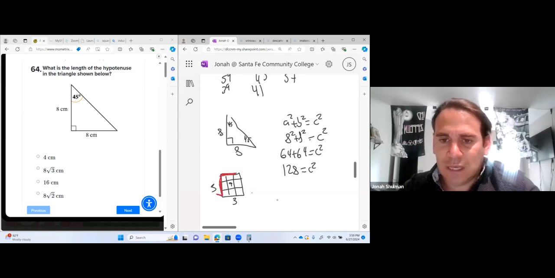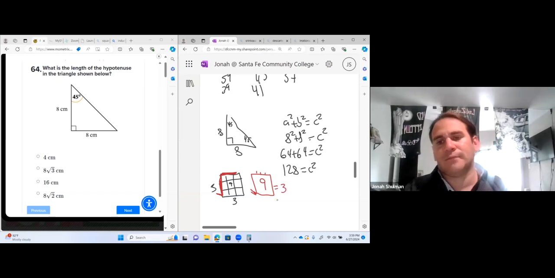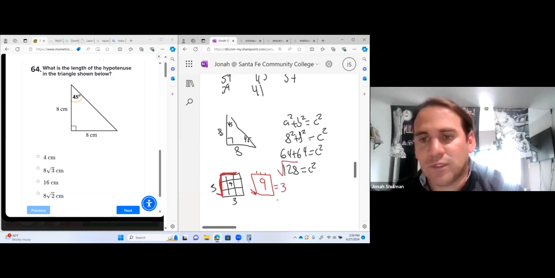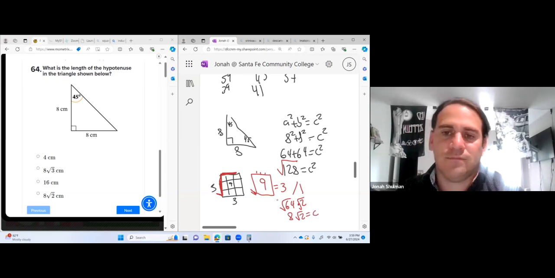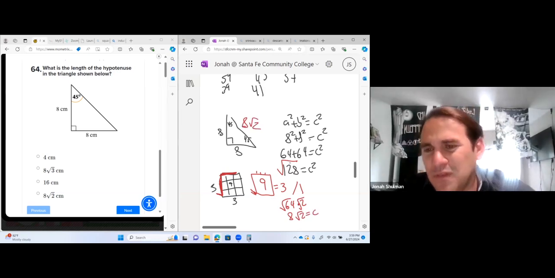What is one side of a square of area 9? Well, it's 1, 2, 3. So that's why it's 3. So we just need the square root of 128. 128 is 64 times 2. The square root of 64 is 8, so it's 8 root 2 equals c. I could show you other ways to do it, but use Pythagoras.